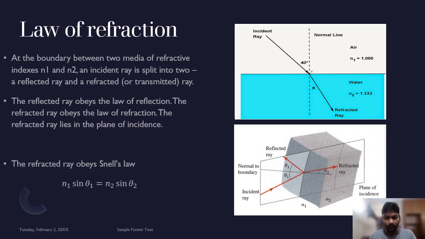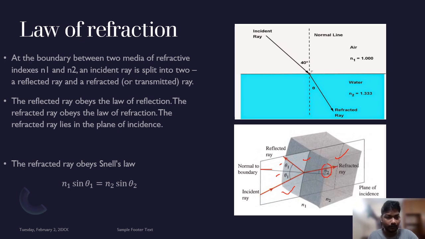In the previous diagram we showed only the reflected ray, but as we are going into more detail, I have drawn all three rays: the incident ray, the reflected ray, and the refracted ray. This is the normal. This is theta 1, and as we have already discussed, theta 1 will be equal to theta dash, the law of reflection: the angle of incidence is equal to the angle of reflection. The angle of refraction will be different. It will be theta 2, right?